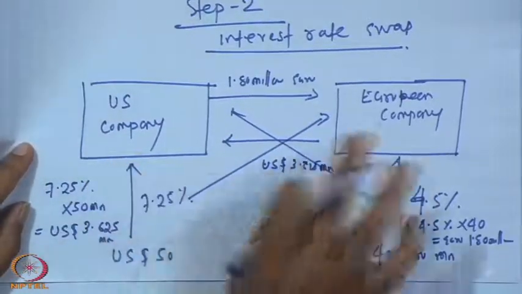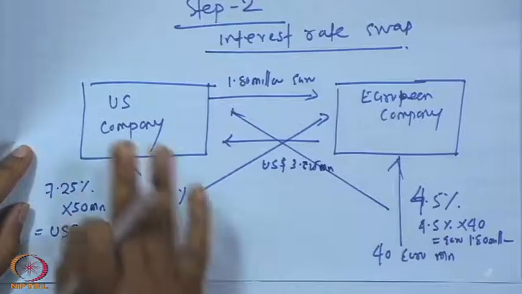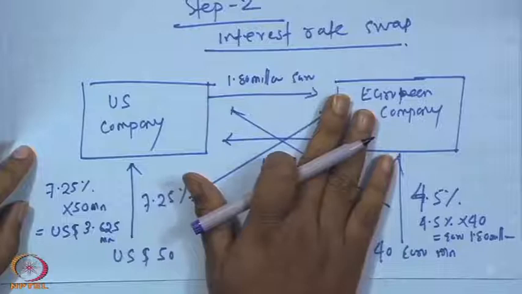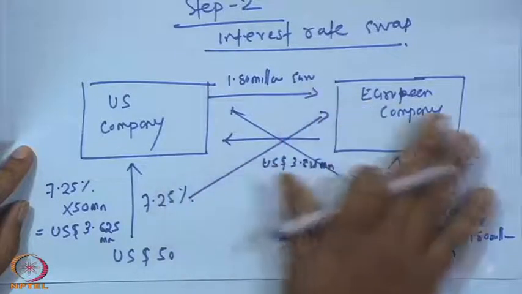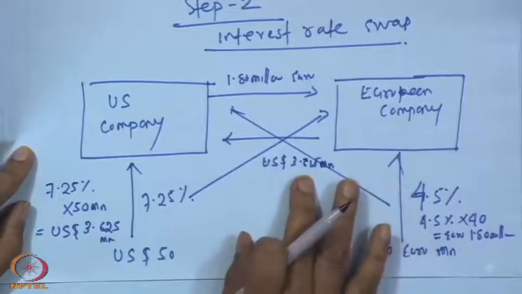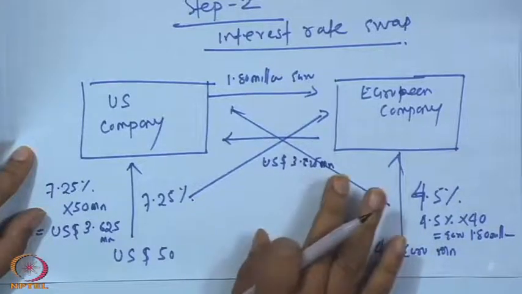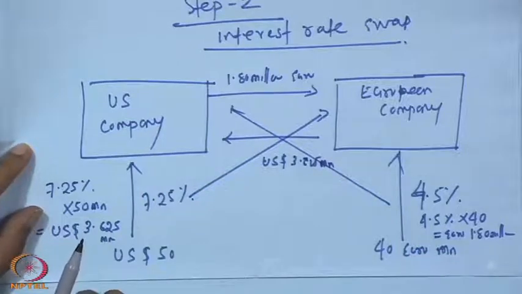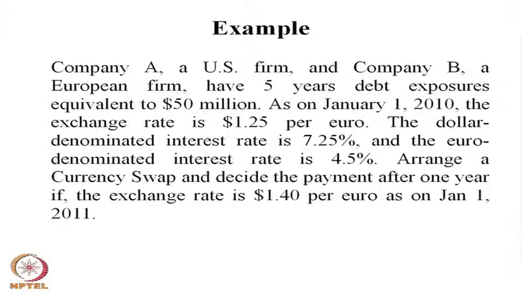They have to pay only in the respective currency. So the US company will pay 1.80 million euro to the European company, and the European company will pay 3.625 million US dollar to the US company. What is the rate they will pay? The rate is already given to you: 1.40 per euro.